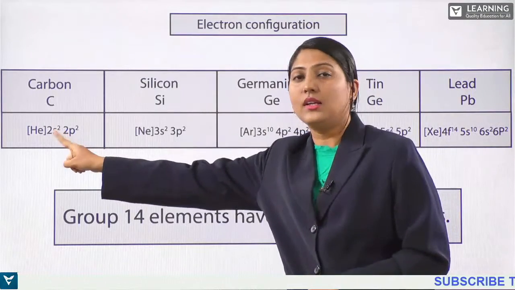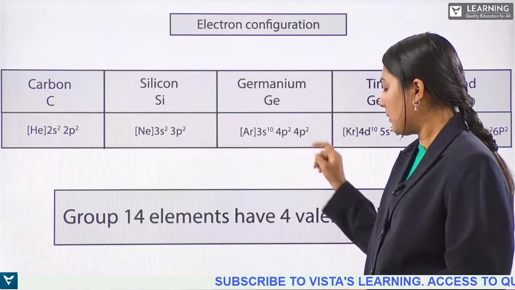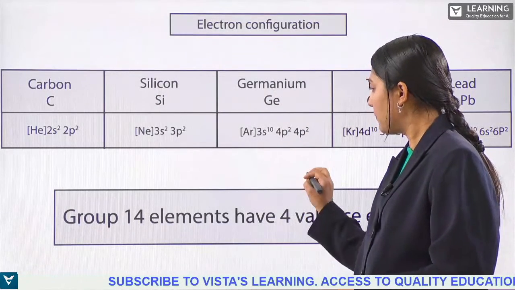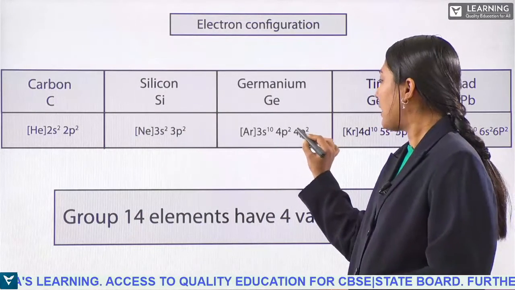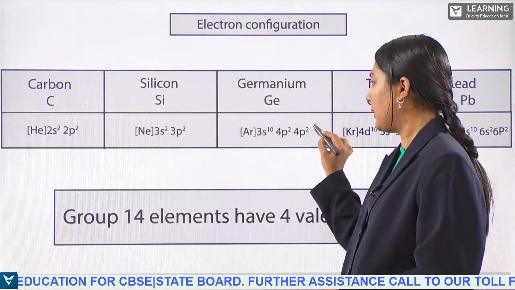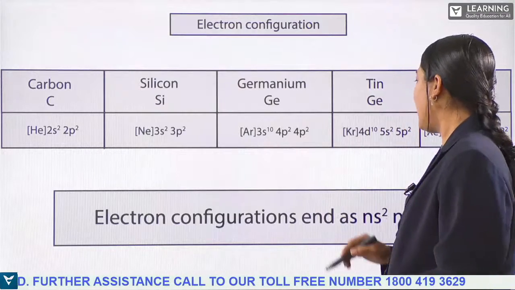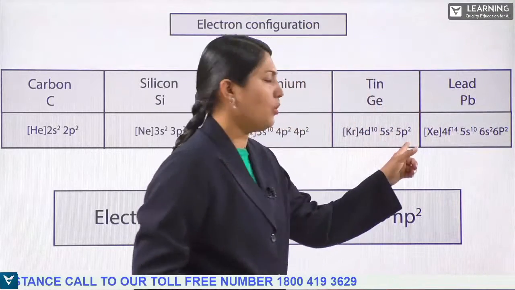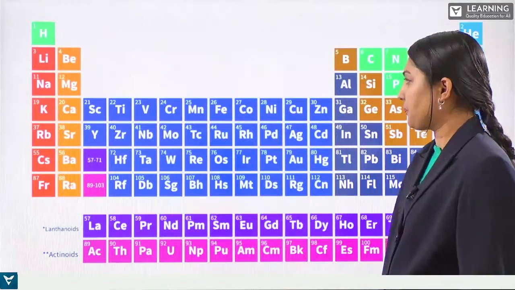As you can see here, 2s2, 2p2. So 3s2, 3p2. Then 4s2, 3d10, 4p2. And here, as we see, 5s2, 5p2, and 6s2 and 6p2 are the electronic configurations that have been formed by 14 group elements.